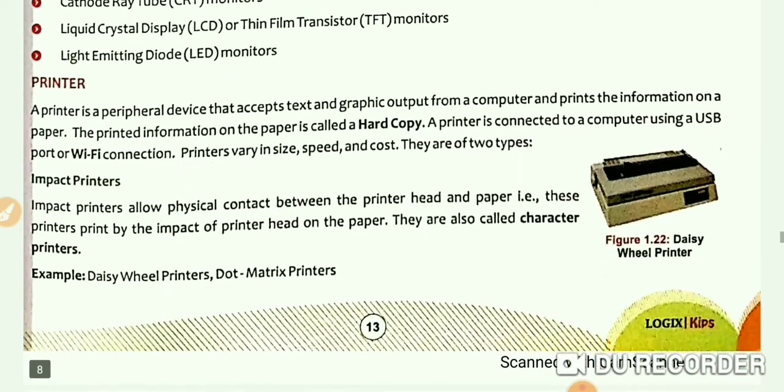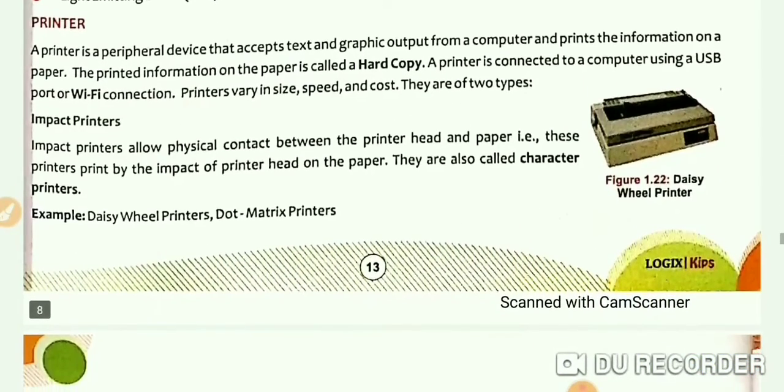Next most common output device is printer. Printer is a peripheral device that accepts text and graphic output from a computer and prints the information on a paper. The printed information on the paper is called hard copy. A printer is connected to computer using a USB port or Wi-Fi connection.